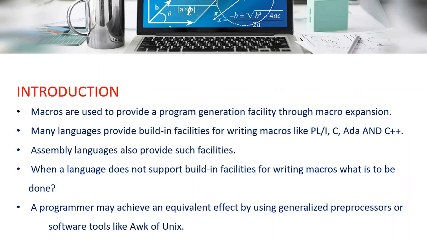AWK in the Unix operating system. Here the Unix operating system does not support macro definitions. For that purpose we can use some generalized preprocessor software, or we consider software tools to process that, or to write those particular macros by the programmer. Okay, that is the requirement of that particular macro.